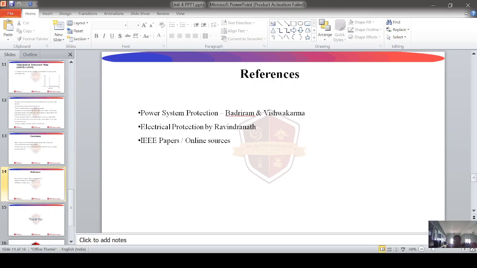These slides list the sources used for preparation. It includes textbooks and IEEE papers. These references provide a detailed understanding of static relays. It adds credibility to the presentation.